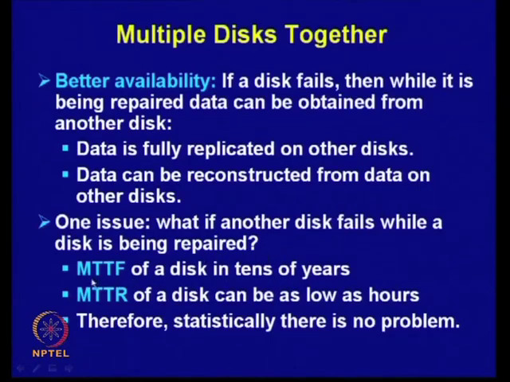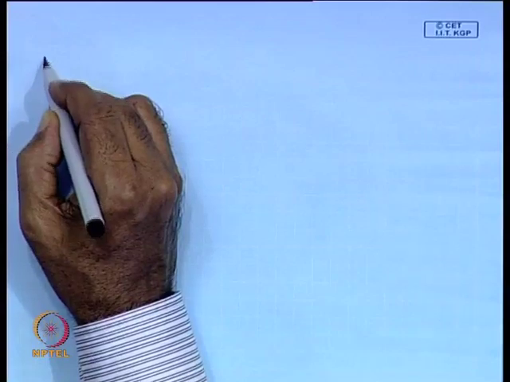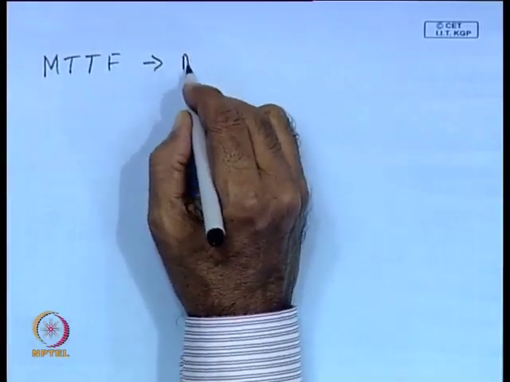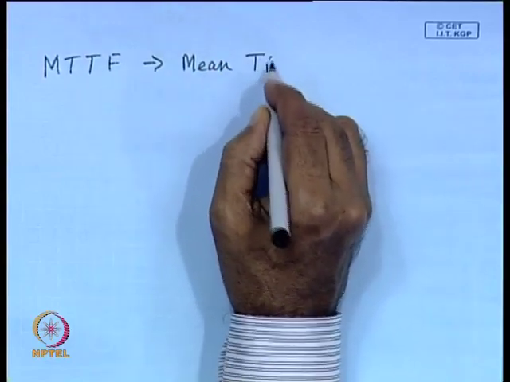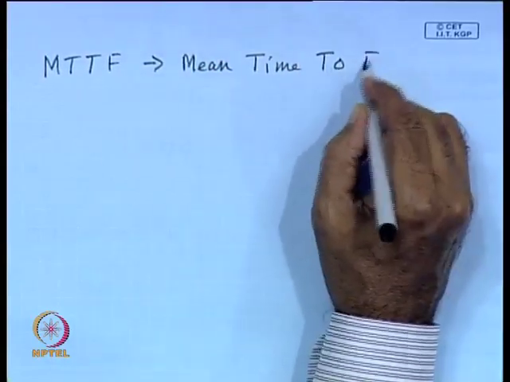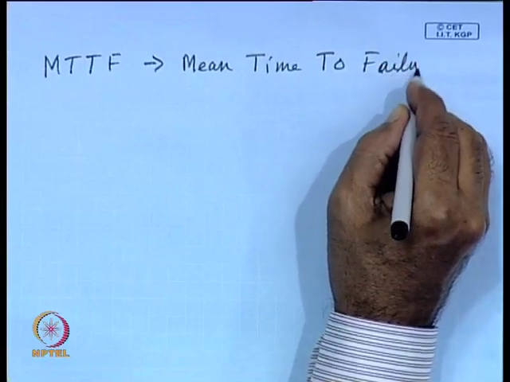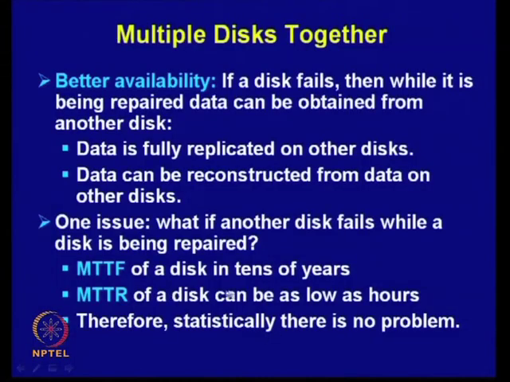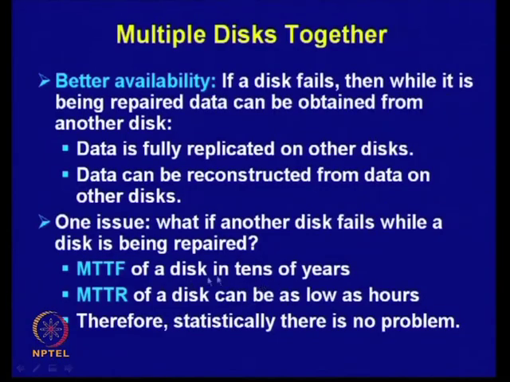It has been found that the MTTF, mean time to failure, is a very important parameter. This figure is quite large. It has been found that the MTTF of a disk is tens of years. That means, a particular disk does not fail on alternate days. So, failure is very uncommon and rare. Once in maybe several years, tens of years, it happens.